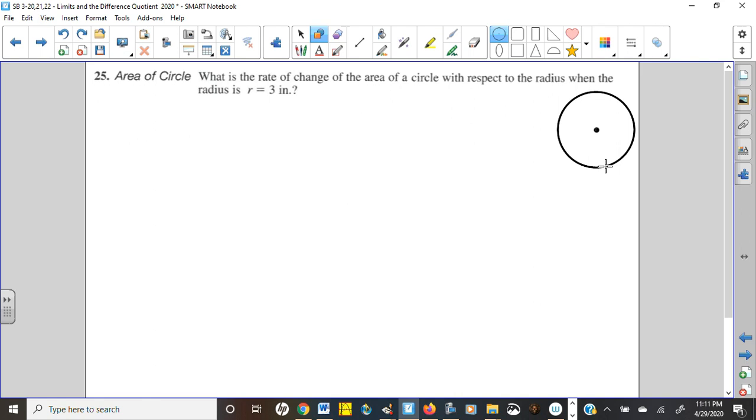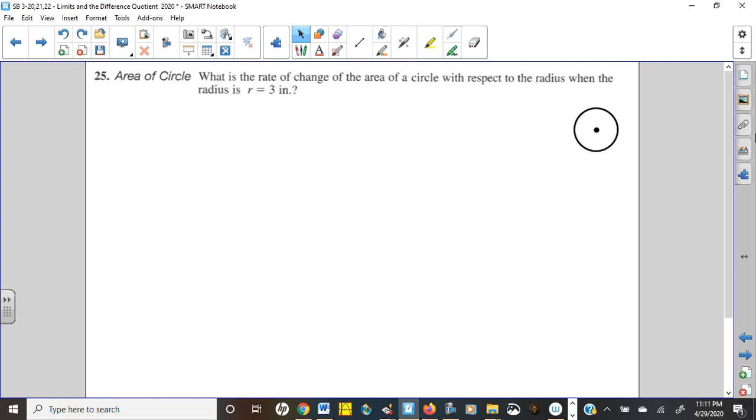I don't really know, that's a 3-inch radius, but that's basically what it's asking. It's a little confusing because they don't give you a formula or anything, so a lot of people get confused, which is why I wanted to do this as an example. But we know the area of a circle. The area of a circle is pi r squared. So you do have a formula.